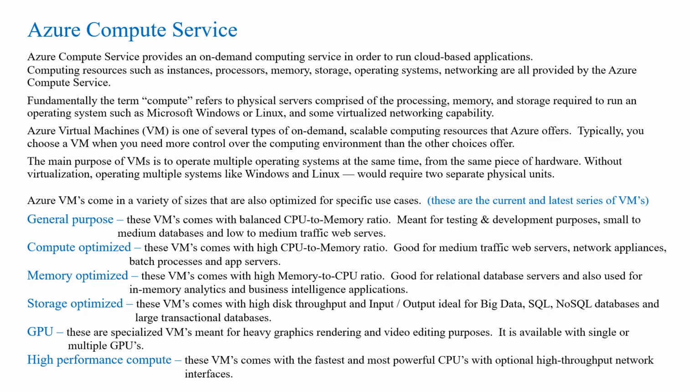So the next thing is compute optimized. These virtual machines come with a high CPU to memory ratio. It is good for medium traffic web servers, network appliances, batch processes, and application servers, app servers in short. Further, we have memory optimized. These virtual machines come with a high memory to CPU ratio. It is good to use for relational database servers, and also used for in-memory analytics and business intelligence applications or tools.